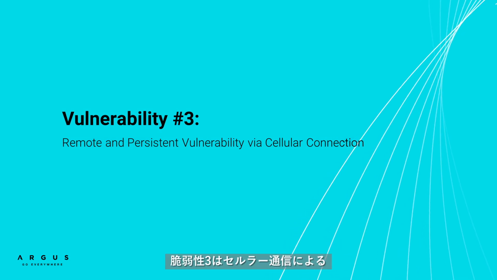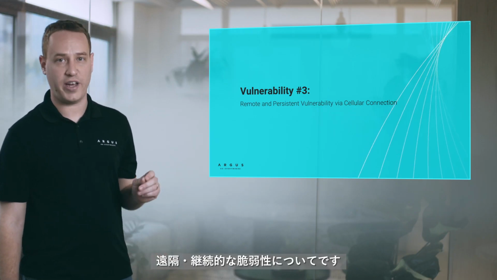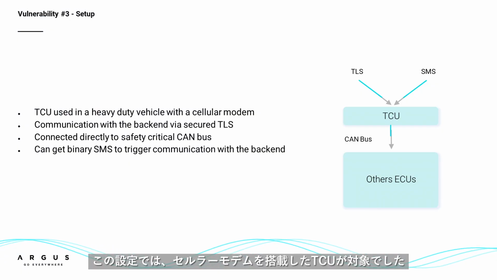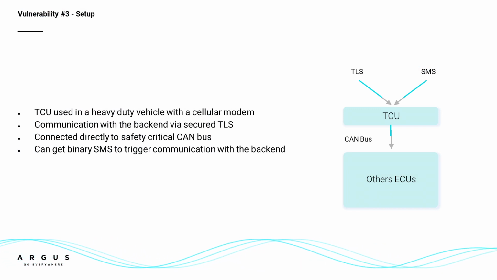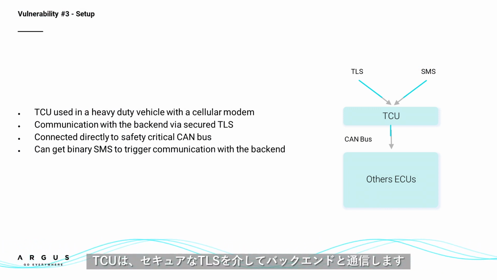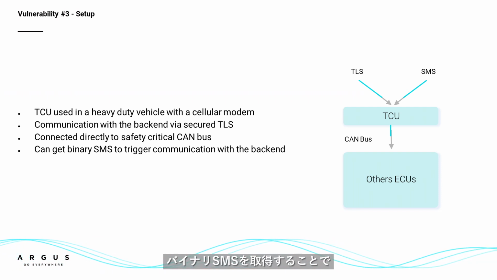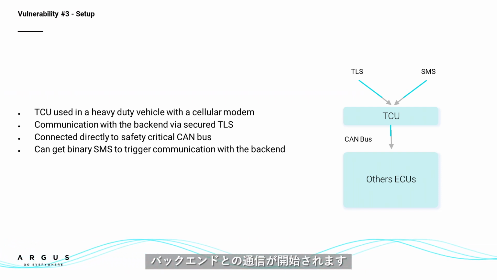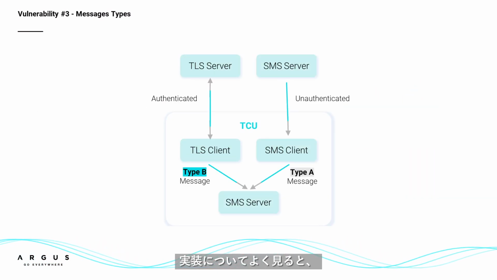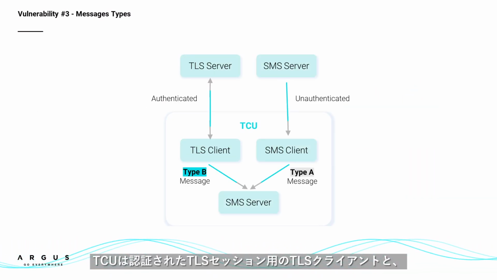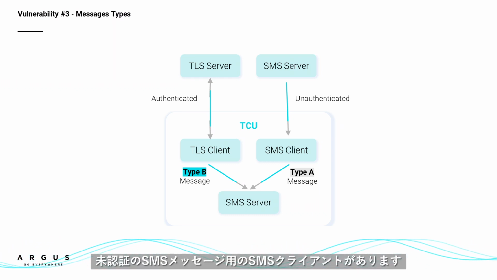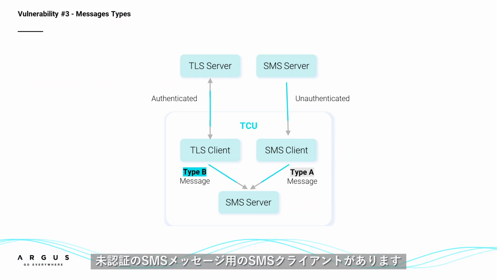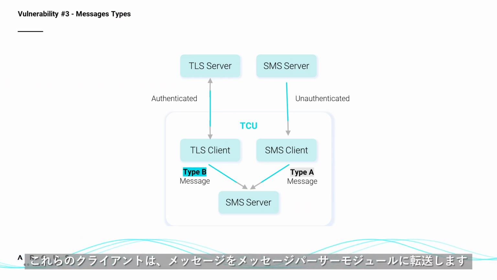Vulnerability number 3 is a remote and persistent vulnerability via cellular connection. In this setup, we had a TCU with a modem connected to a safety critical CAN bus. The TCU communicates with the backend via secure TLS connection and can also receive a binary SMS to trigger communication with the backend. Zooming into the implementation, the TCU has a TLS client for the authenticated TLS session and an SMS client for the unauthenticated SMS messages. These clients forward messages to the message parser module.